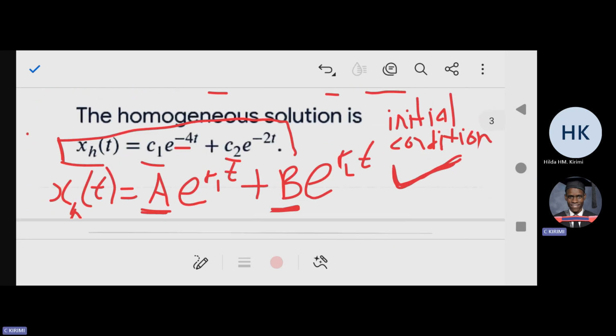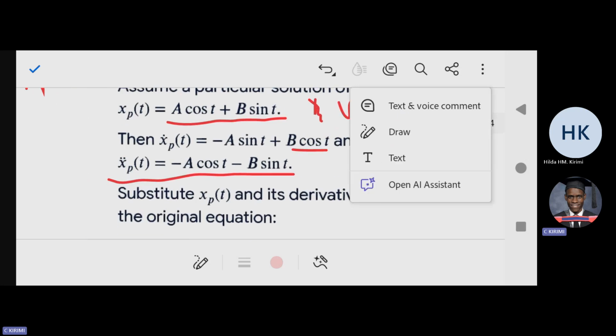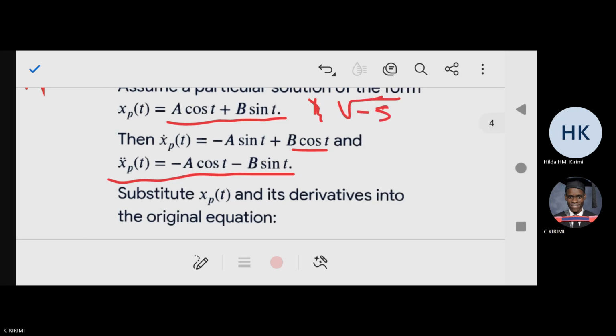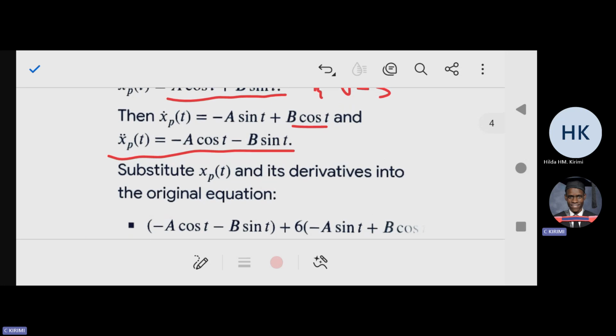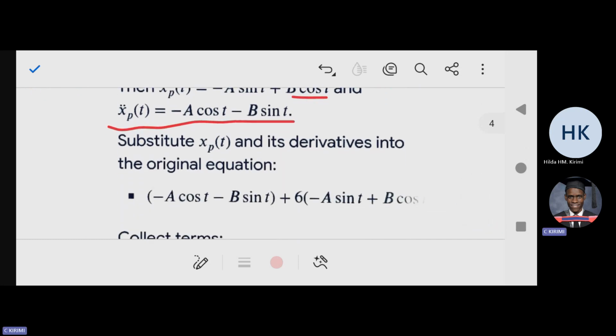Okay, so let's come. Here we have found that our x second derivative is minus a cos t minus b sine t. So we are substituting the first derivative of that particular solution, minus a sine t plus b cos t. So let's substitute into the original. This is what they are referring to as the second derivative, isn't it?